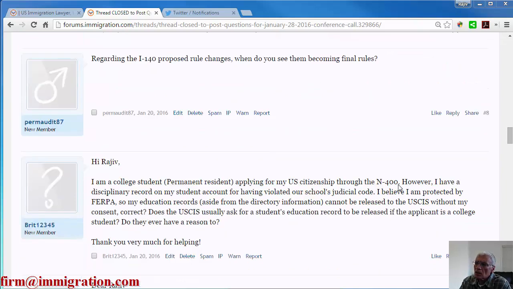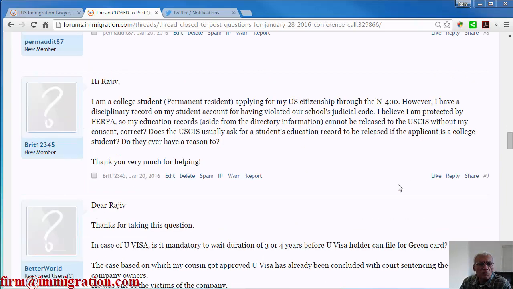Okay. No questions. Next is Brit 12345, a college student, permanent resident, applying for citizenship, but there is a disciplinary record for violating the school's judicial code. I'm protected by FERPA. I'm not an expert in FERPA. I don't know what it says, but let me tell you generically what the law is. It's very interesting. This can be quite a trap for people who don't know what is going on.